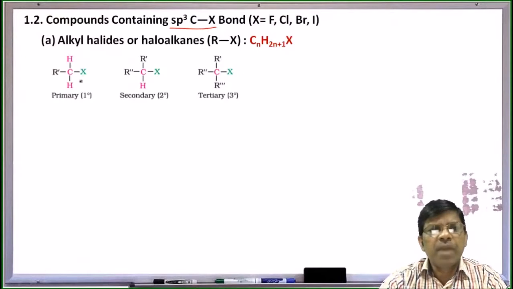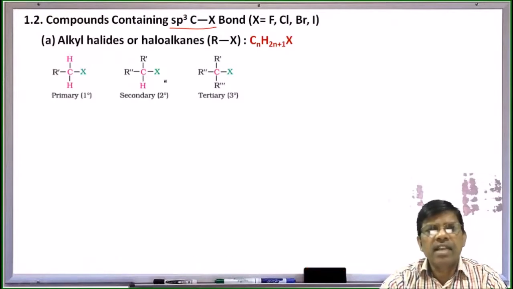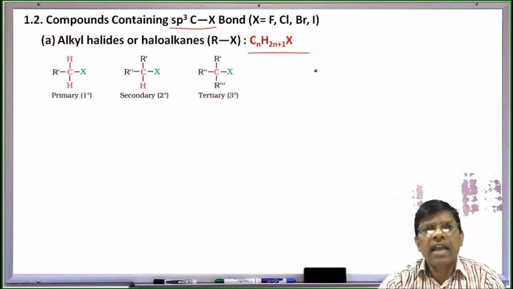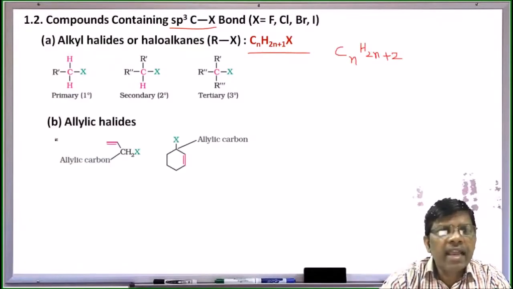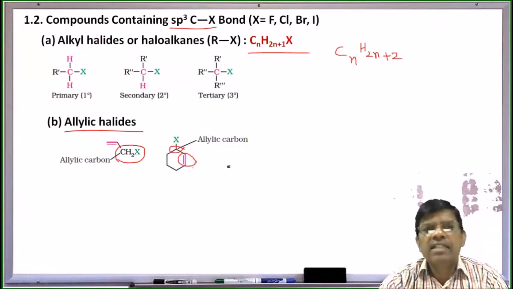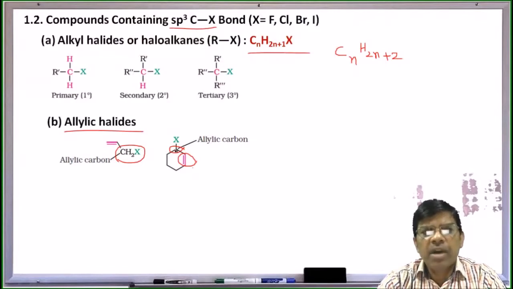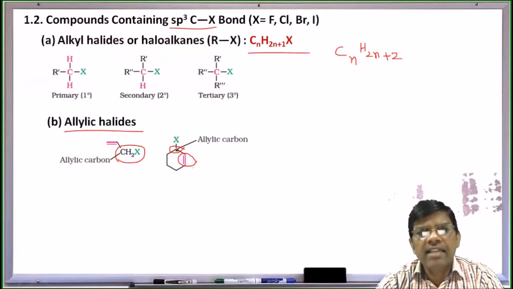Halogen which is attached to a primary carbon is known as primary halogen, and if it is attached to a secondary carbon, then it is known as secondary halogen, and similarly tertiary halogen. And the general formula for writing alkyl halides is CnH2n+1X. In allylic halides, the halogen is attached to an sp3 carbon adjacent to the C=C double bond, and this carbon next to the double bond is known as allylic carbon. If this allylic carbon contains a halide, then this halide is allyl halide.